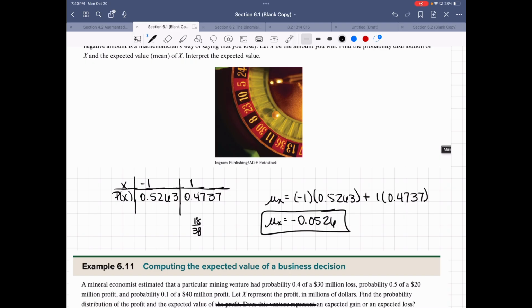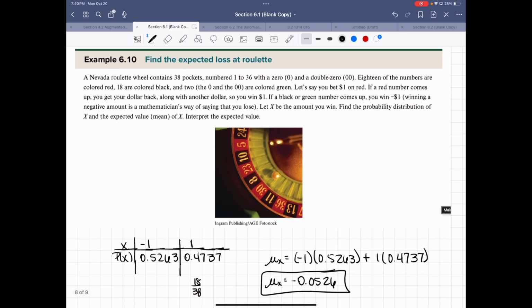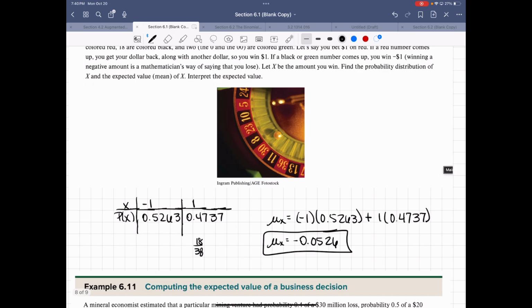Okay? Now, let's talk about losing that $1. Where you place the bet on red, but it doesn't come up on red. It can come up on black, which there's how many of those? 18 black. And then how many green are there? 2. So there's 20 ways that you could lose, right? Out of 38. So the probability that you're going to lose $1 is higher than the probability that you're going to win $1. It's 20 out of 38, which is over 50%, is 0.5263.